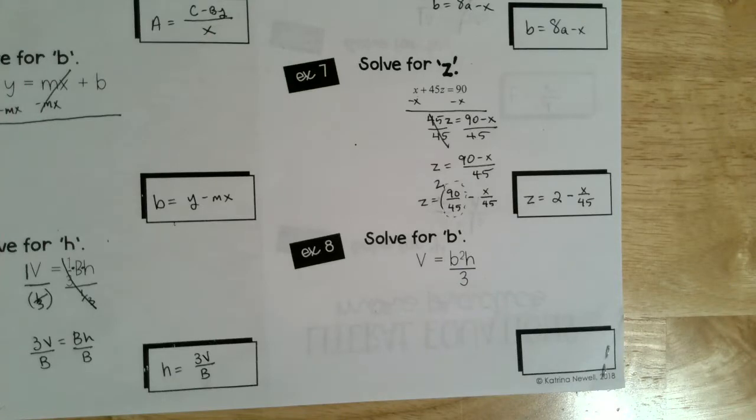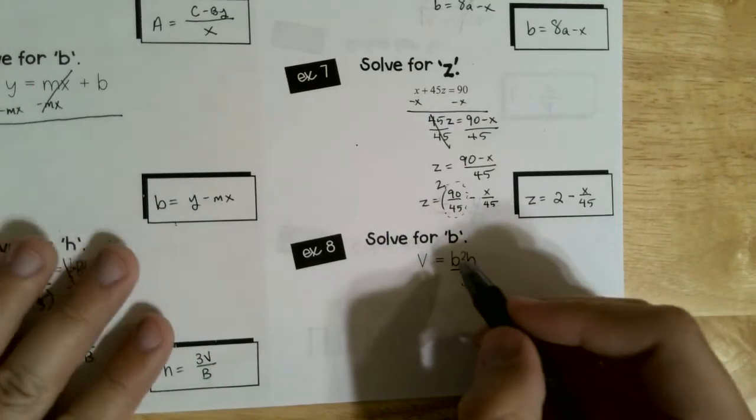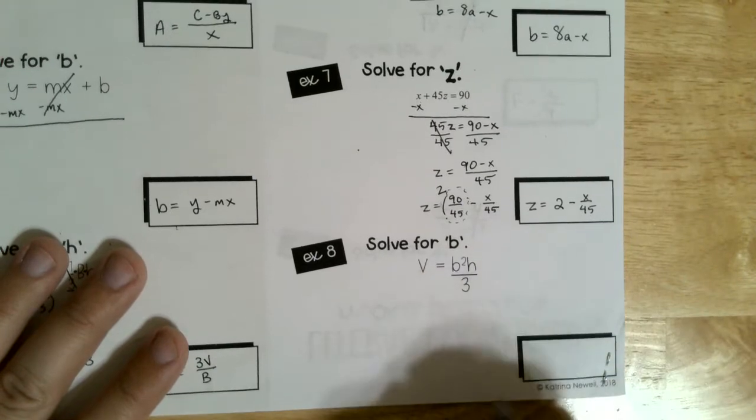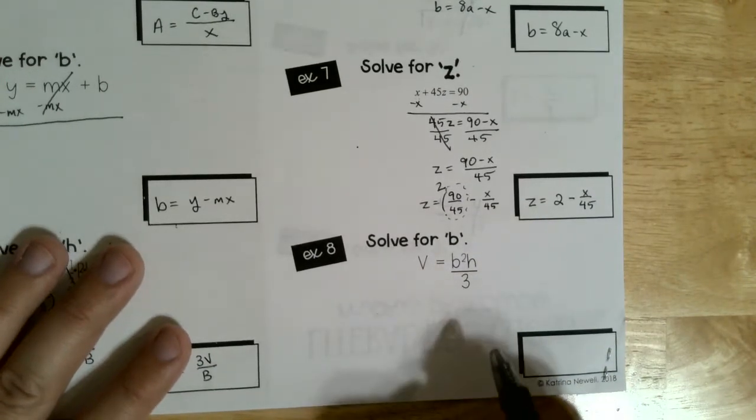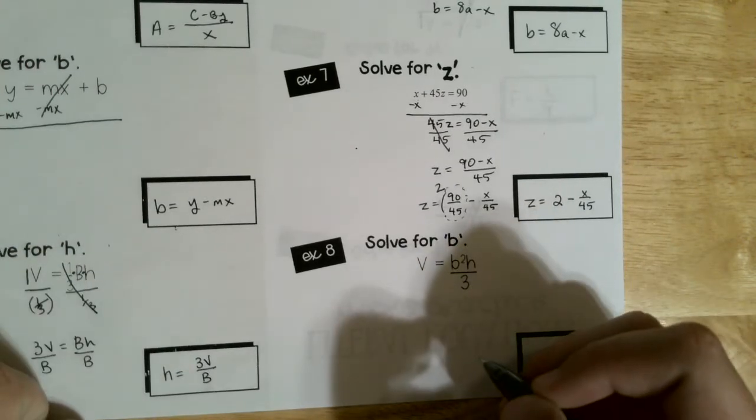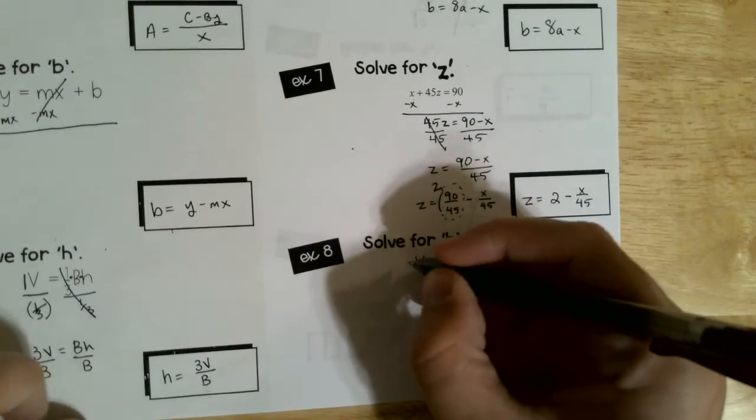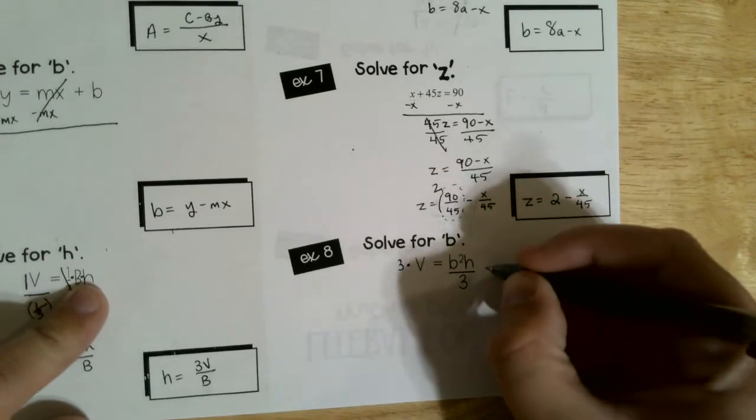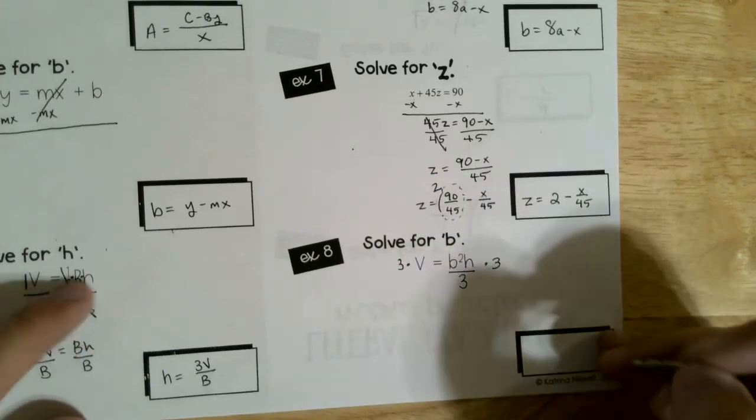So let's look at this one. V is equal to b squared times h, all divided by 3. And we need to get b alone. All right, so let's look at this. First up, we've got the entire right side being divided by 3, and that's including the b that we want to get alone. So to undo division by 3, we need to multiply by 3. So we're going to multiply by 3 on both sides.